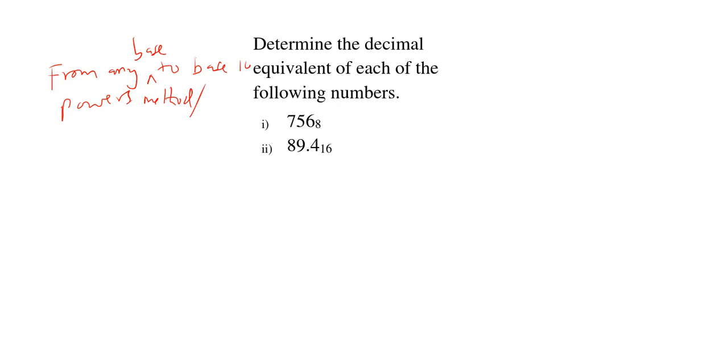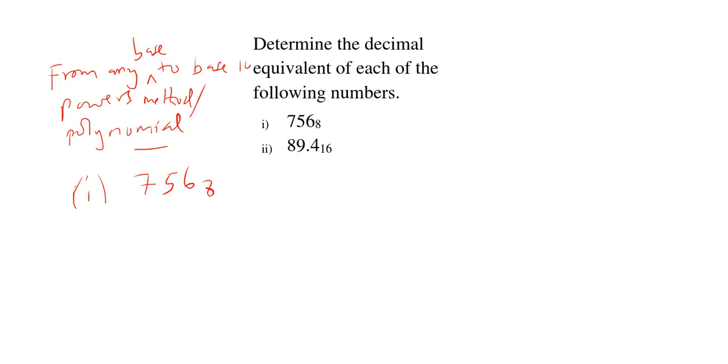Or else we can correctly call it the polynomial method. So I'll show you how this comes in. For example, let's start with Roman 1, then the rest I'll explain. Let's do Roman 1. For example, here we are having 756 base 8, and we are supposed to change to base 10.